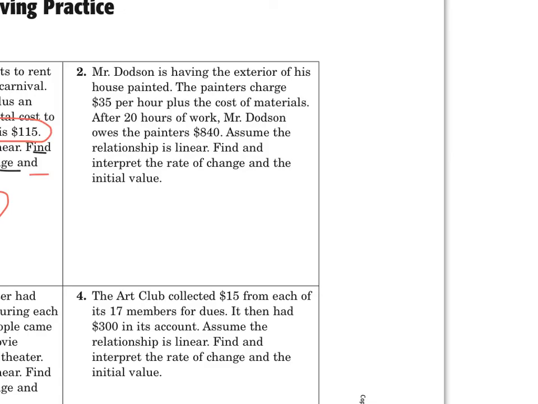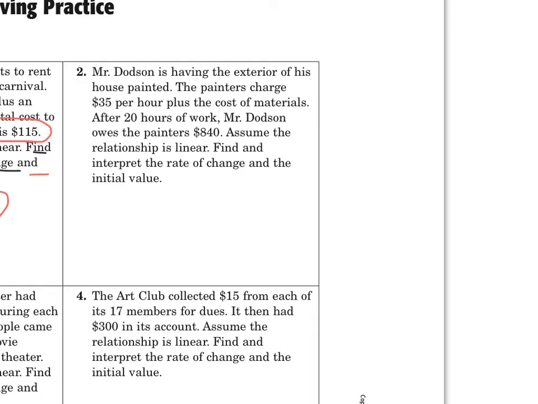Okay, continuing on to problem number 2. It says Mr. Dodson is having the exterior of his house painted. The painters charge $35 per hour plus the cost of materials. After 20 hours of work, Mr. Dodson owes the painters $840.